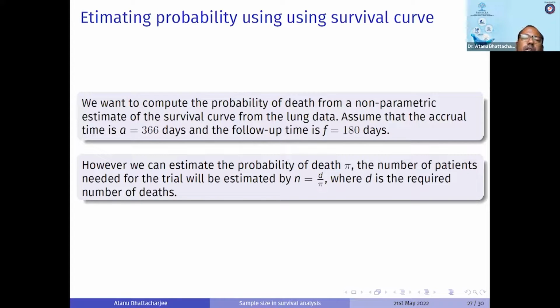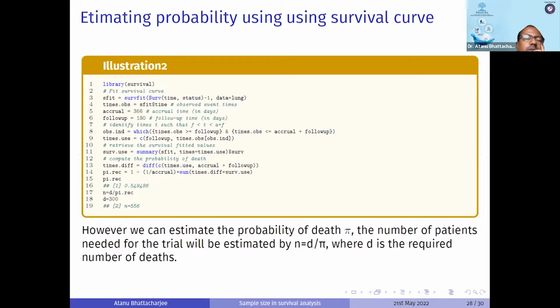We want to compute the probability of death from the non-parametric estimate of the survival terms. Assume that the accrual time is 336 days and the follow-up time is 180 days. We can estimate the probability of death pi. The number of patients needed for the trial will be estimated by d divided by pi, where d is the required number of deaths. This is another function you can use, to calculate the number of deaths.